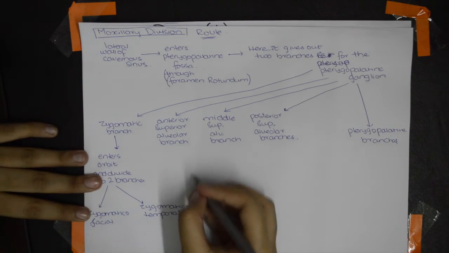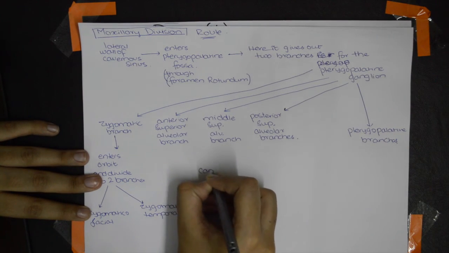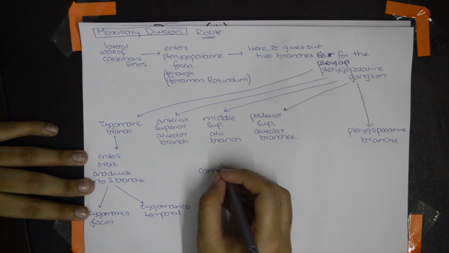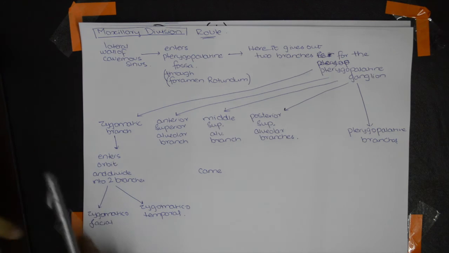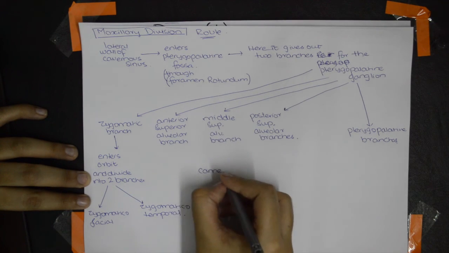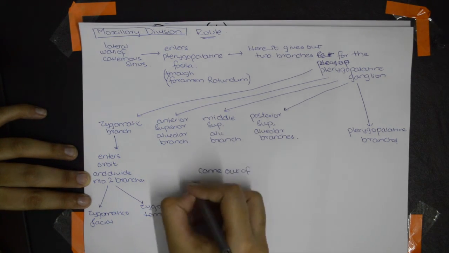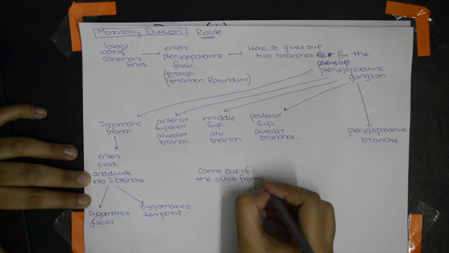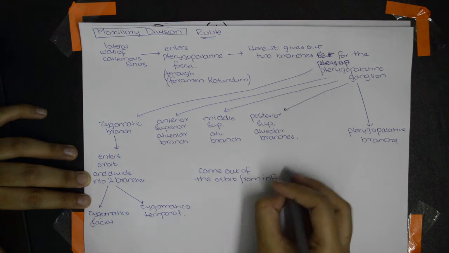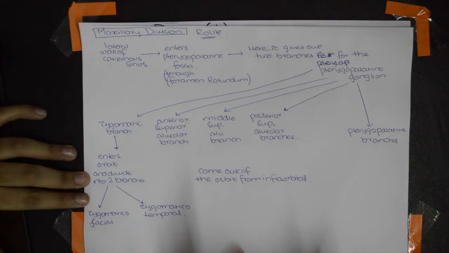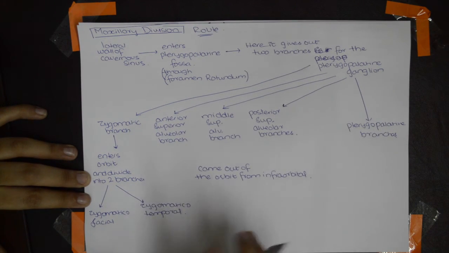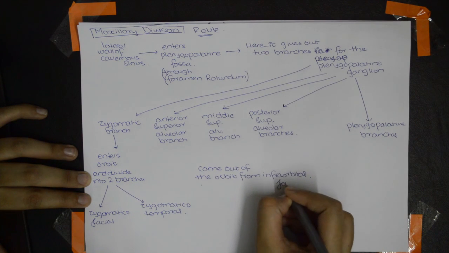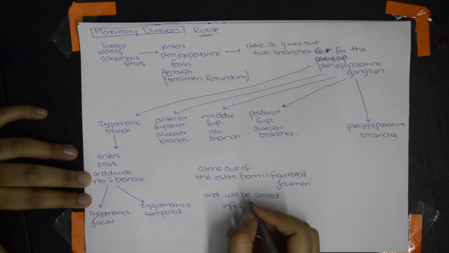So another thing over here, I'll write it down, is that this zygomatic branch came out of the orbit, and it came out of the orbit from the infraorbital foramen. This is the further route basically. So now these will come out of the orbit through the infraorbital foramen, and these will be called the infraorbital nerve.